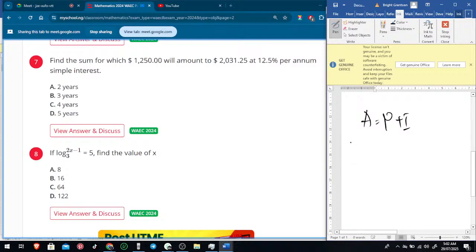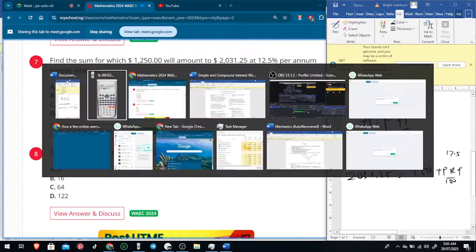Find the years for which this principal, 1250, will amount to 2031.25. So the amount is 2031.25, which equals the principal 1250 plus PRT over 100. Your P is this value, the R is 12.5, and the T is the unknown. That's what we are trying to enter in the calculator. Do you understand?